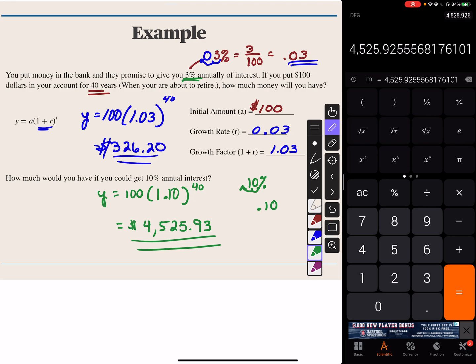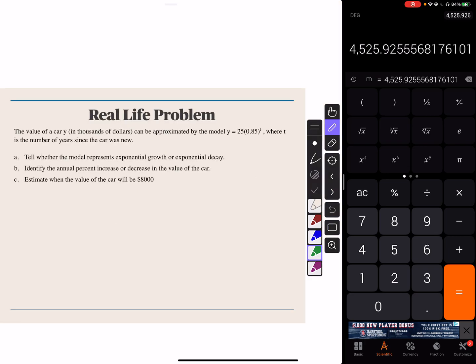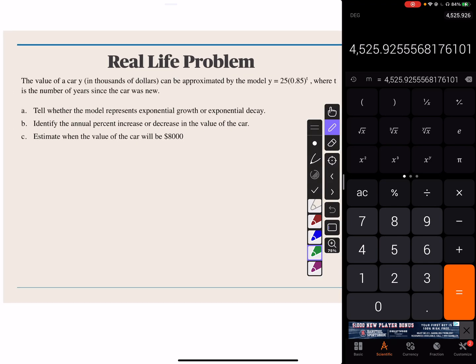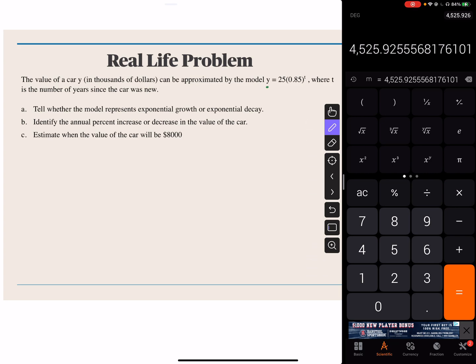Let's go ahead and do a decay problem here. In this decay problem, we've already given you the equation for it. There's the equation, y equals... Now this is the cost of a car in thousands of dollars, so this is 25,000 right here, but we can just put 25, knowing that it's in thousands. You can see it's going to decay because this 0.85, that's less than 1, so it's a decaying function. And t is the number of years.